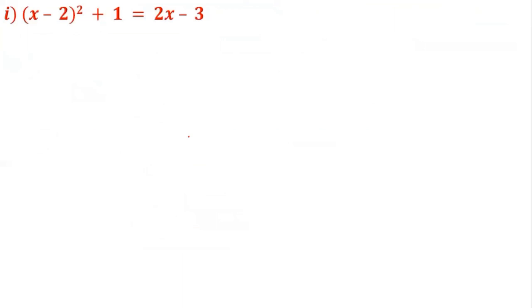Now, you have to check whether the following given equations are quadratic equations or not. Now, the first equation is x minus 2 whole square plus 1 is equal to 2x minus 3. It looks like a quadratic equation because here the power it is having is 2, but without simplifying this we cannot say whether it is a quadratic equation or not. To say whether it is a quadratic equation or not, we have to write this in the standard form.